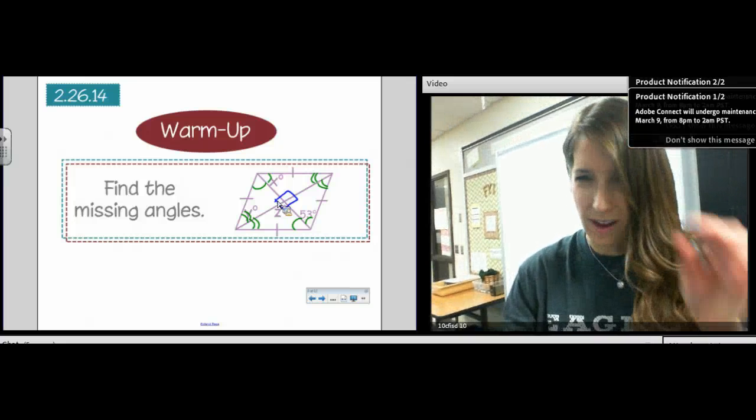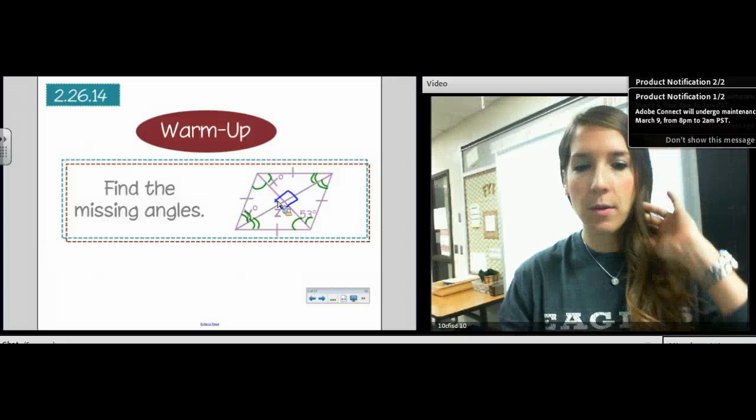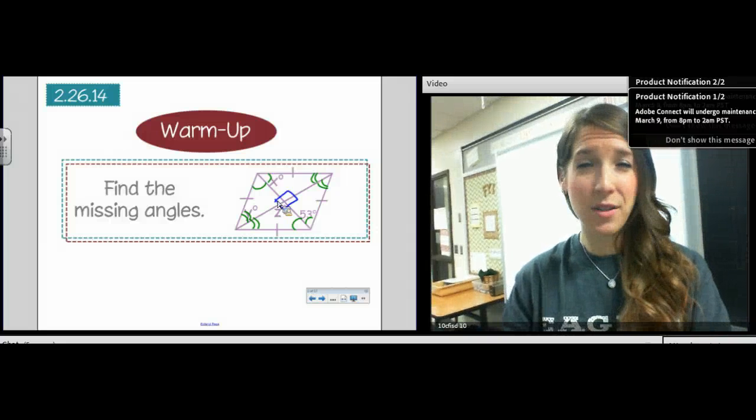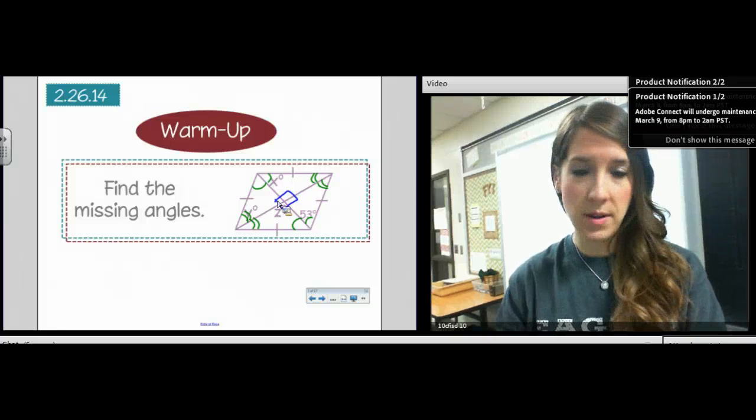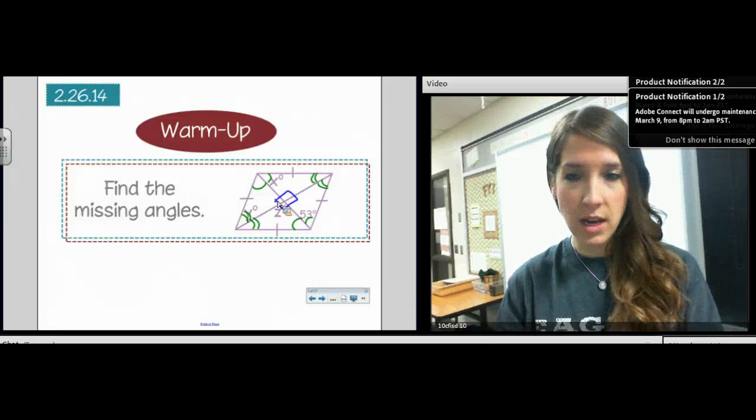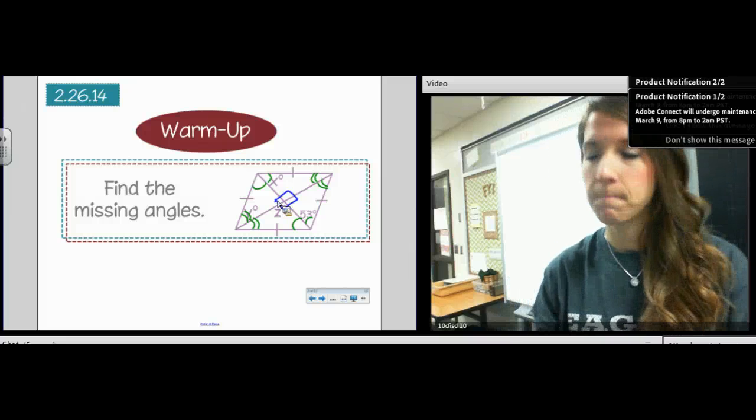Well, a rhombus and a square. Everything happens in a square. But in a rectangle, the diagonals don't cut the angles in half, and they're not perpendicular. So these are unique to rhombus.